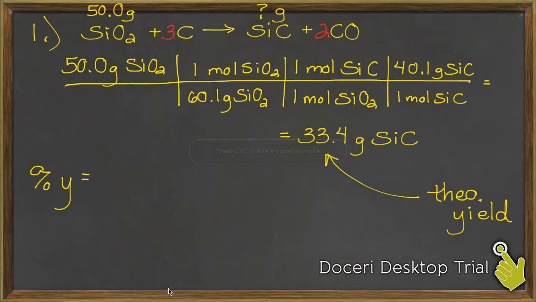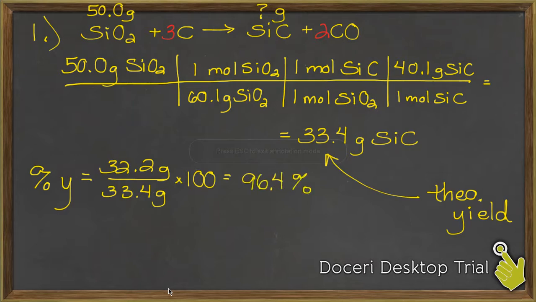So to calculate percent, we just divide actual by theoretical times 100. Put that into your calculator, you're going to get 96.4%.